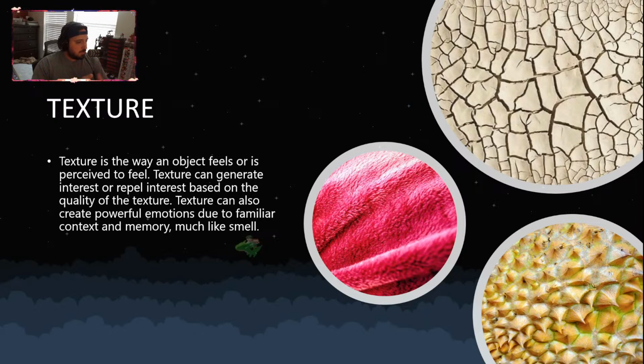So for example, we've got a soft blanket as a kid. You remember how that blanket feels, or you remember the feeling of being in the desert. We live in Utah, so walking on this really dried out mud and dirt is a unique experience, right? As well as maybe the skin of a durian fruit or something. All very different experiences.